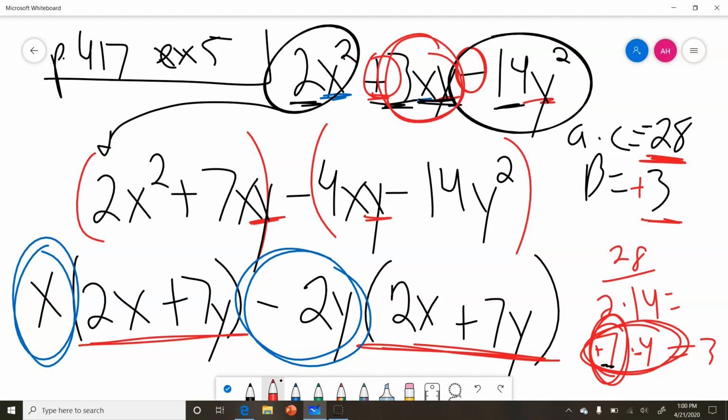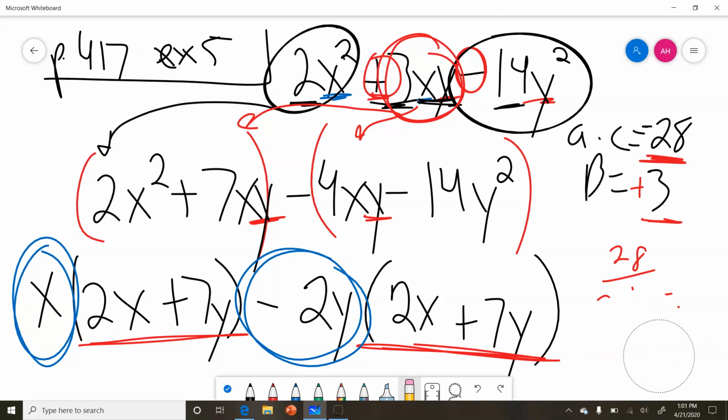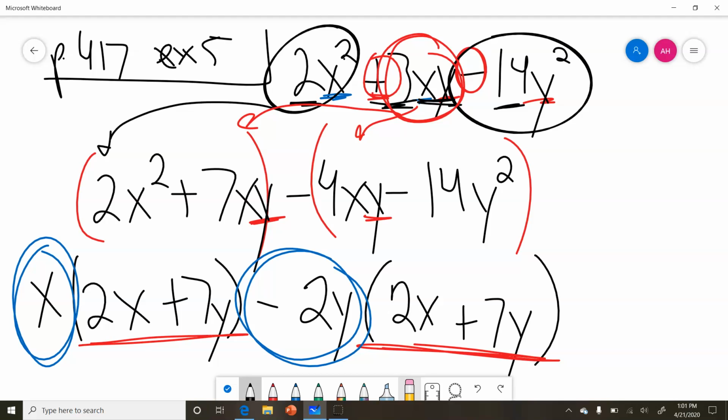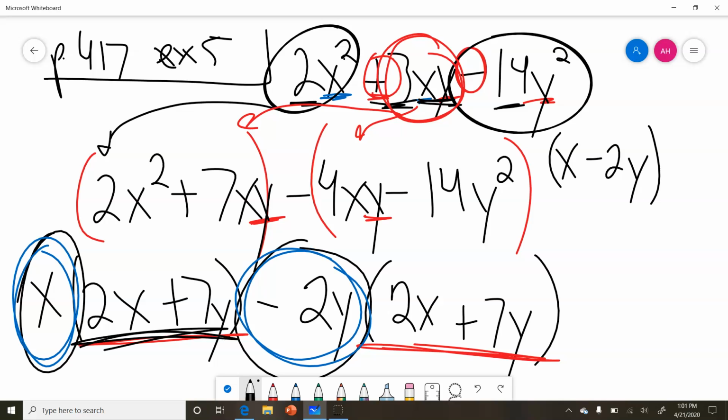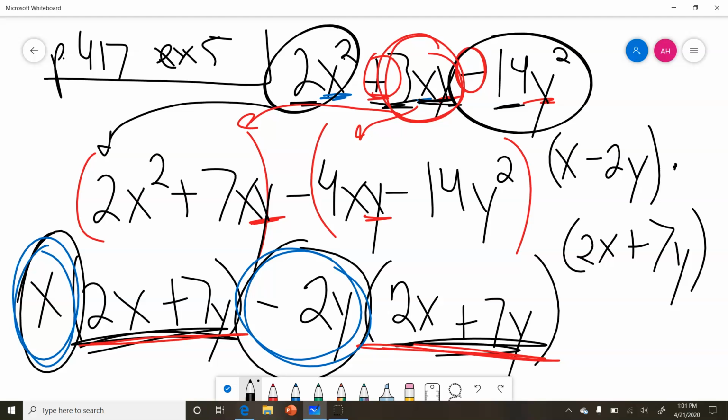Basically, this term, this 3, has to get split up, so I'm 7 minus 4. Okay, so now we come over here to write our answer, and we have x minus 2y, that's this x and this negative 2y, and then we use what's here to get our times, I'm just going to put a dot, times 2x plus 7y. Okay, so there is our final answer, 2x plus 7y times x minus 2y.